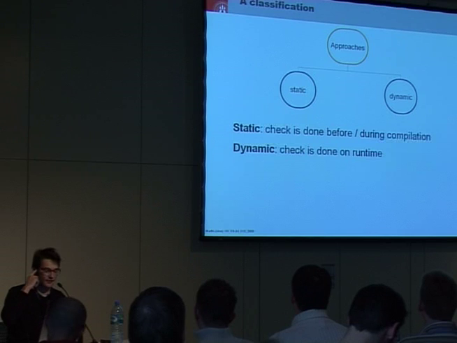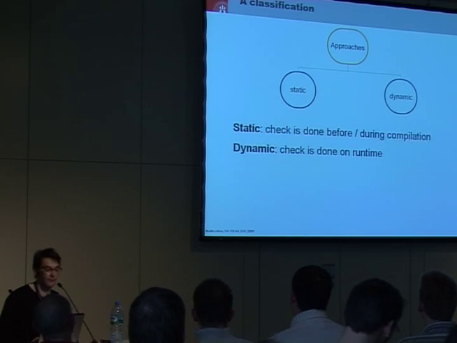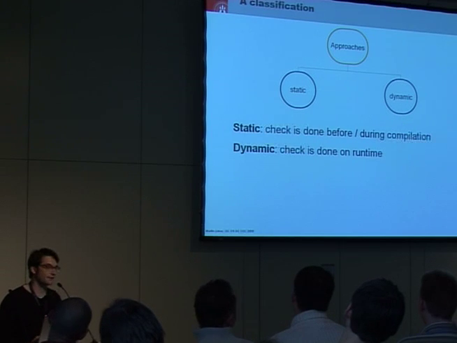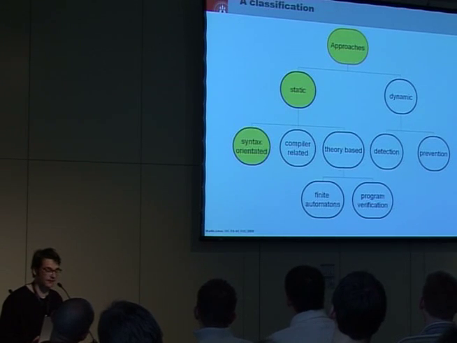To make it a little bit more accessible, I have done a classification. The main classification is between static and dynamic tools, as I already told you. Static tools do the check before or during the compilation. Dynamic tools work on runtime. They compile some code into the executable that is supposed to find or prevent exploitation. This is what we're going to cover in the next hour.